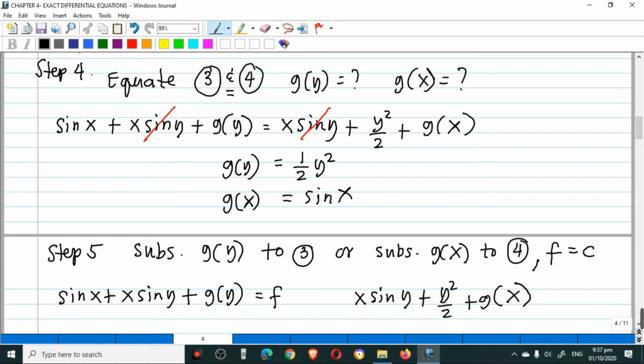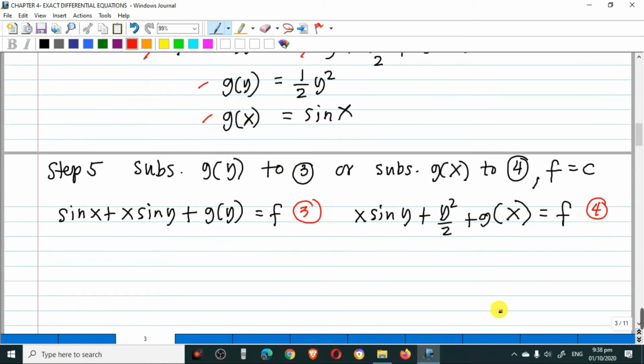Tingnan natin. Let us solve it simultaneously kung same values of general solution ang ating makukuha. This is equals to f. This is yung ating original equation number 3 and this is equation number 4. So let us substitute the values of your gy into equation number 3 and your gx into equation number 4. So the value of our gy is 1 half y squared. So let us substitute it.